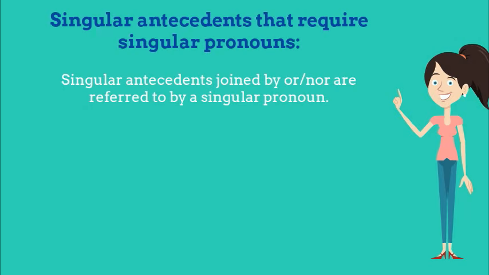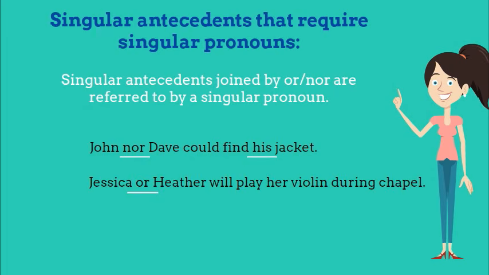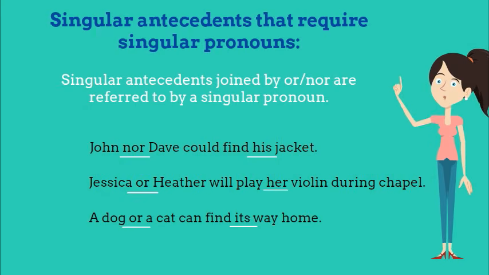Singular antecedents joined by or or nor are referred to by a singular pronoun. For example, John or Dave could find his jacket. Here's another example. Jessica or Heather will play her violin during chapel. And finally, a dog or a cat can find its way home.